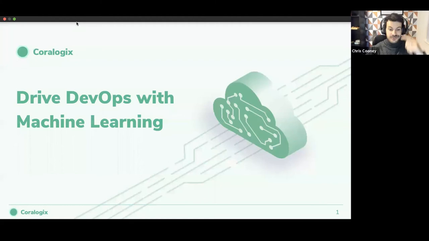So today we're going to be having a conversation about the overlap of machine learning and DevOps and how we can use machine learning to really drive those DevOps adoption practices and principles.